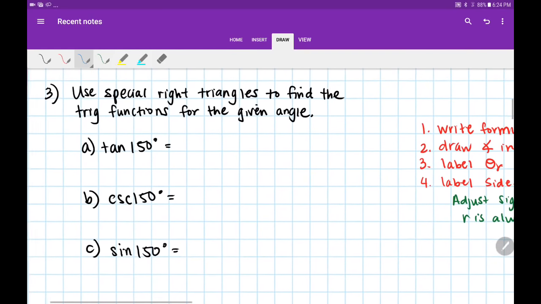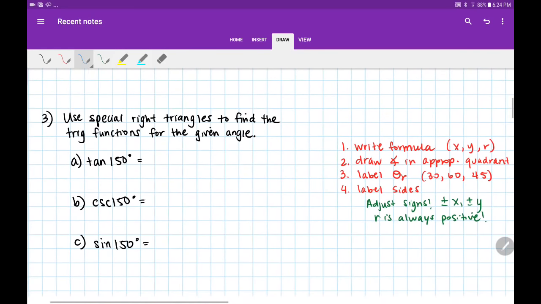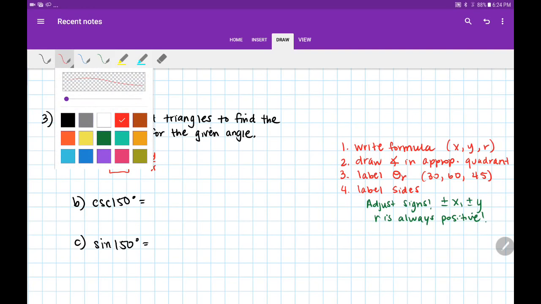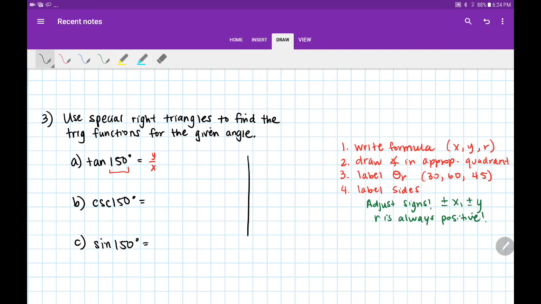All right, let's go to number 3 now. So we've got these same rules as before. It says use special right triangles to find the trig functions. So step 1, we're going to write our formula. Tangent is y over x. Next, we're going to draw our angle. We need to draw 150 degrees. So let's see where that will take me. If this is 0, this is 90, and this is 180, 150 degrees will be before 180.